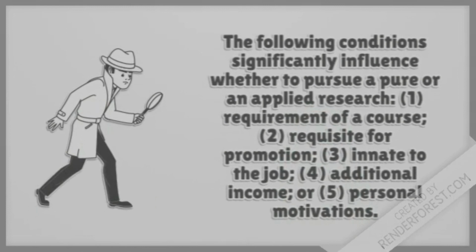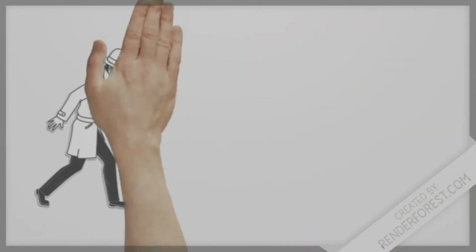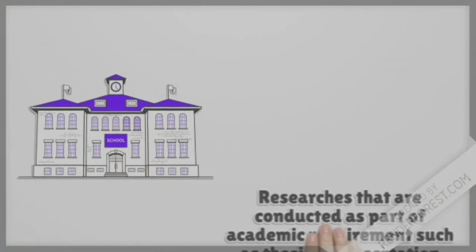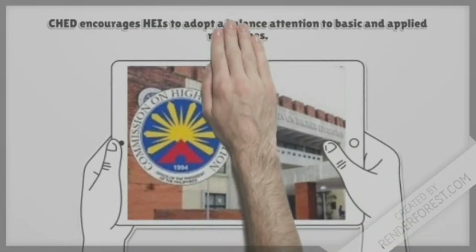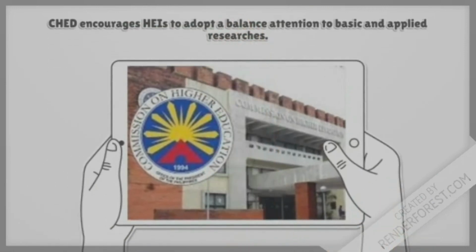The following conditions significantly influence whether to pursue a pure or applied research: requirement of a course, requisite for promotion, innate to the job, additional income, and personal motivation. Researches that are conducted as part of academic requirement, such as thesis or dissertations, should comply with the school's research trusts. CHED encourages HEIs to adopt a balanced attention to basic and applied researches.